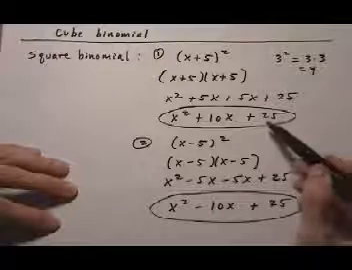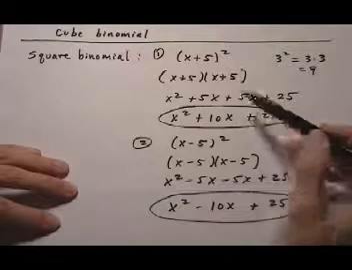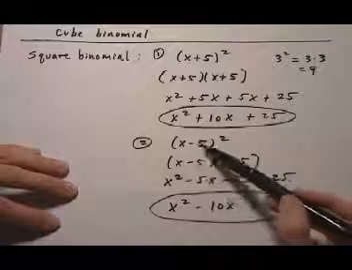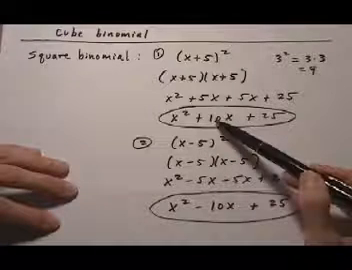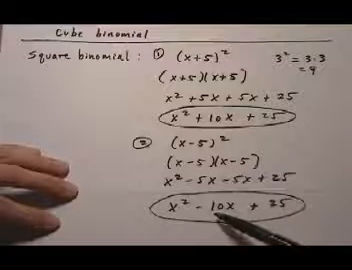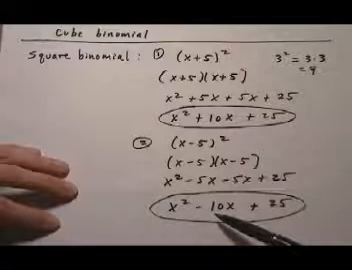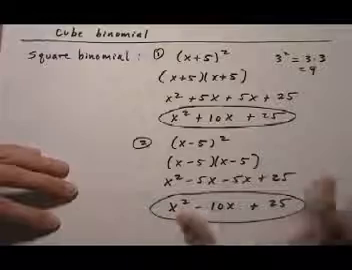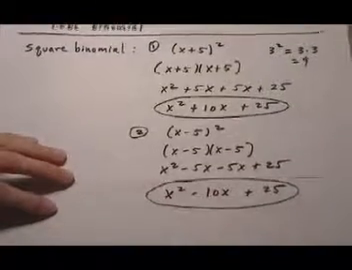And you'll notice if you compare the two answers, the difference when you have a plus sign in your binomial versus a minus sign is the middle term. The middle term has a plus sign when the binomial has a plus. The middle term has a minus when the binomial has a minus. But again, just FOIL these out. You don't have to do anything different, and you don't have to memorize a formula.